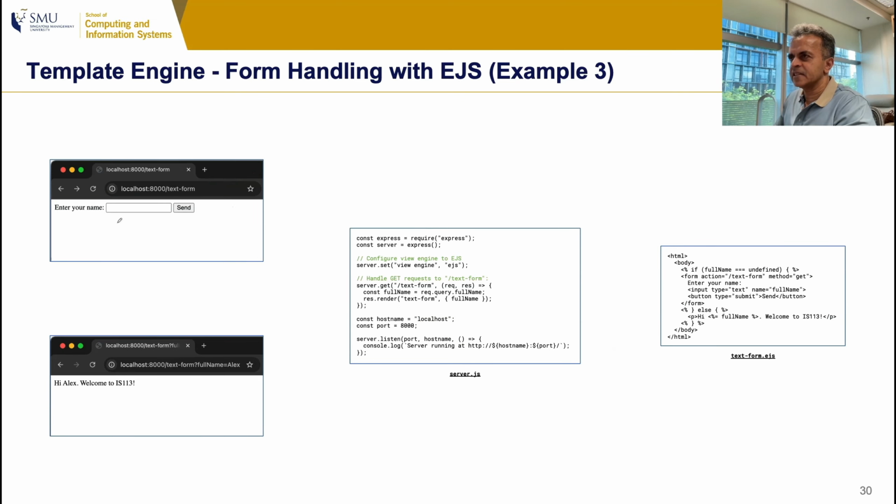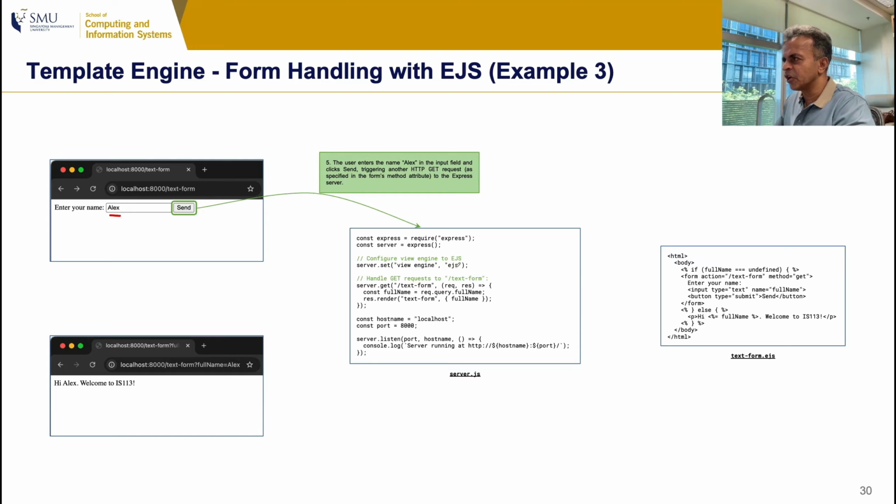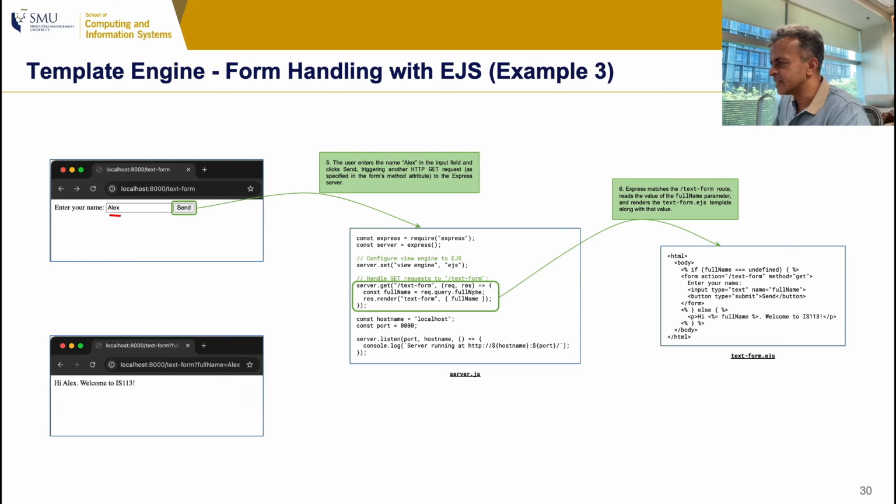Then you type in Alex, and then hit send. At that point, it comes back here. At this point, you have full name, and full name is Alex. So request query full name is actually Alex. So this local constant becomes Alex, and then again you are rendering using the text form view.